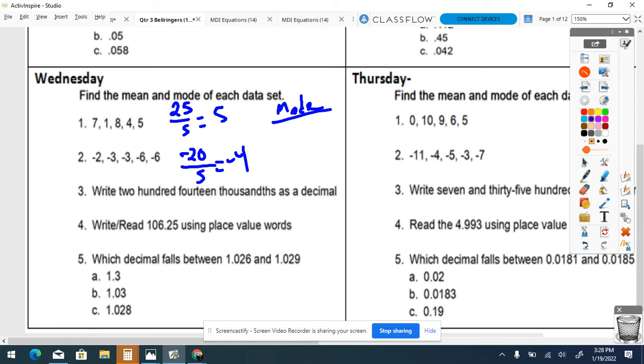All right, so number 1, if you look, 7, 1, 8, 4, 5, no number occurs more than once. So there's actually no mode. Then for number 2, you'll notice -3 and -6 both occur twice. So those are both the mode. Number 3, write 214 thousandths as a decimal. All right, pause the video and answer that.